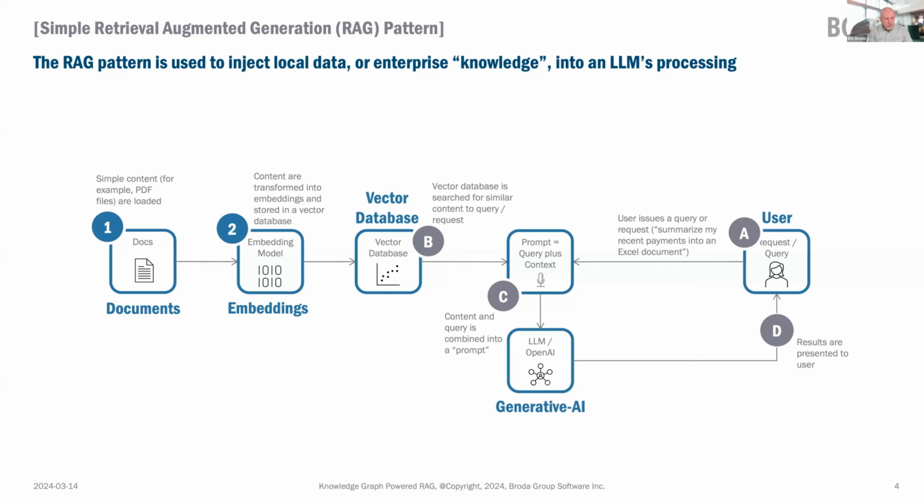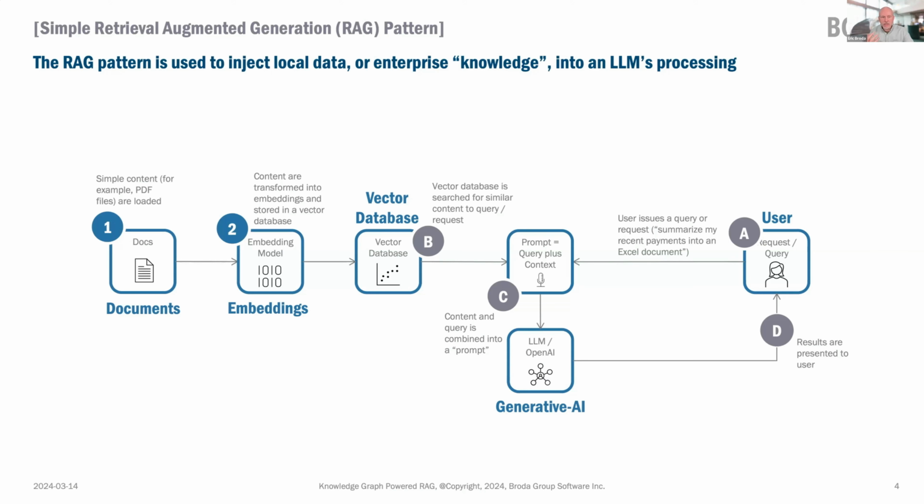The pattern's pretty simple. On the left side, you have documents in your enterprise. Again, this is the simple tutorial, and we'll see how this evolves to take into account much more data. The simple tutorial says I get some content, typically PDF documents. That goes into an embedding model, which creates embeddings, vectors if you will, that represent that content, and then that gets put into a vector database.